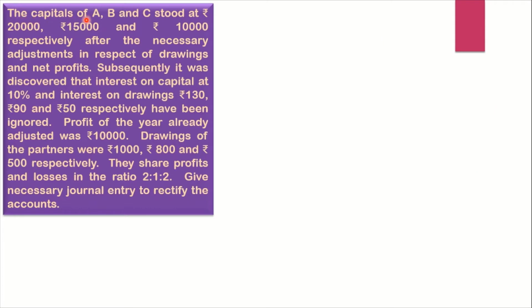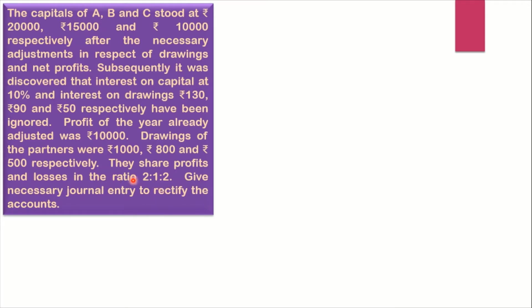Now, the capitals of A, B, and C stood at rupees 20,000, 15,000, and 10,000 respectively, after necessary adjustments in respect of drawings and net profits. Subsequently, it was discovered that interest on capital at 10% and interest on drawings of 130, 90, and 50 rupees respectively have been ignored. The profit of the year already adjusted is 10,000 rupees. The drawings also are given to us, and they share their profits and losses in the ratio of 2 is to 1 is to 1.